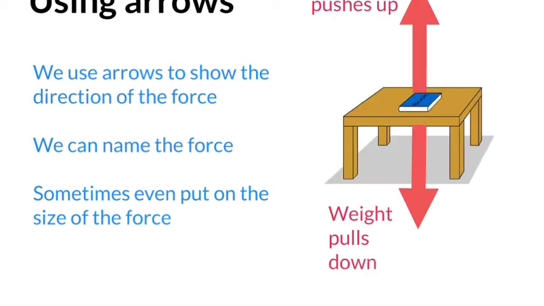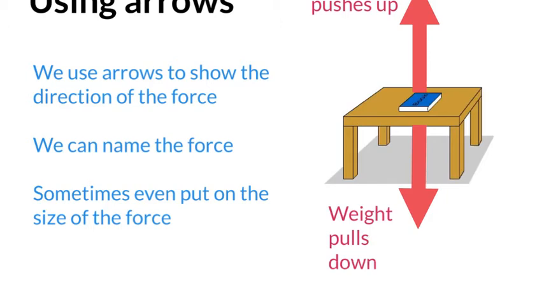I've got a book and it's sitting on top of the table and nothing's happening. So we know that gravity is pulling on the book and dragging it towards the centre of the earth, or downwards. So this would be the effect of gravity. And as we found out before, the effect of gravity is called weight.